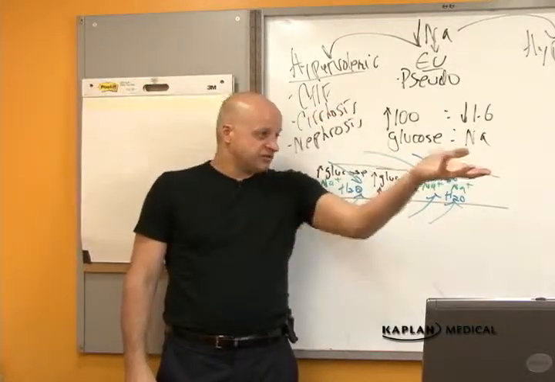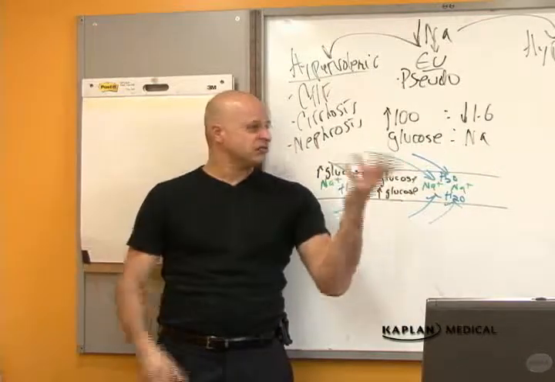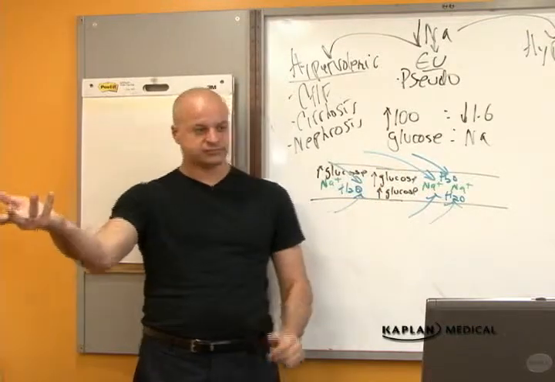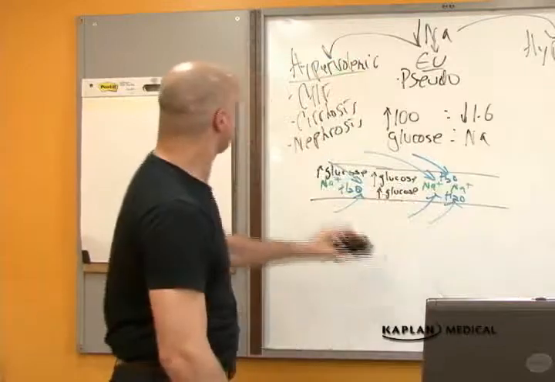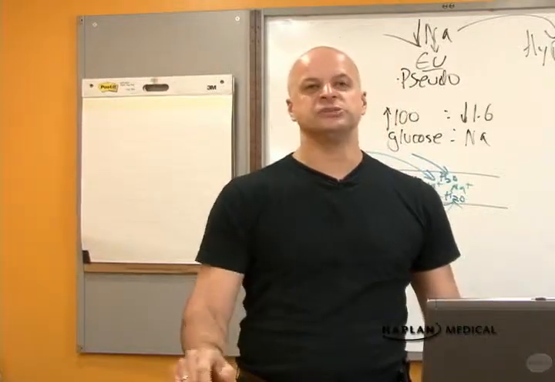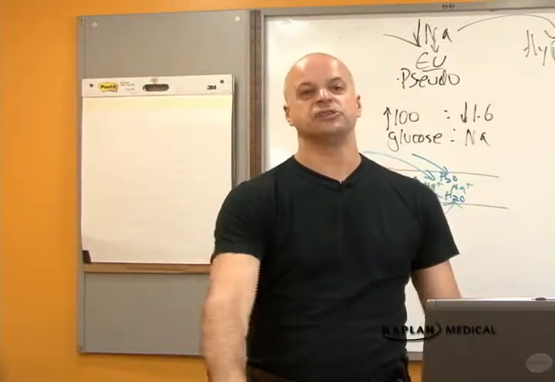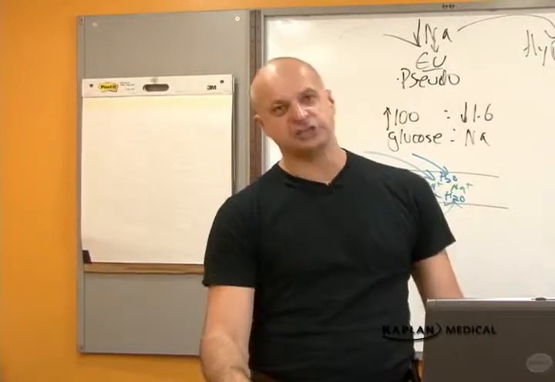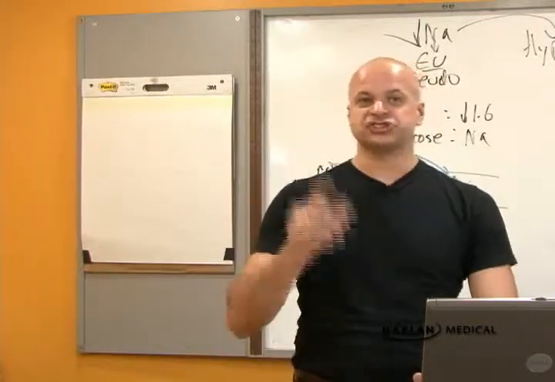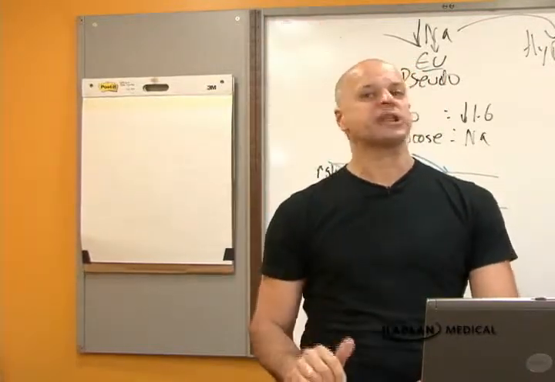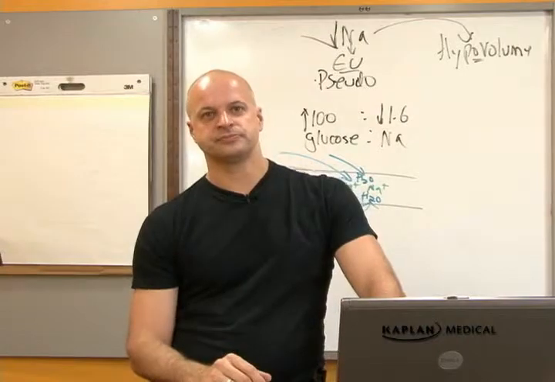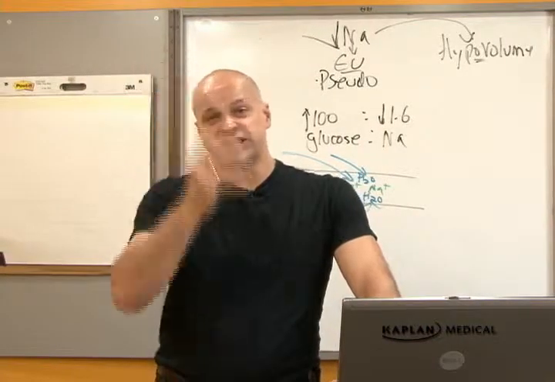What's more important? Volume status or dropping the sodium level? And the answer is the volume status is more important. That's what's different. So therefore, in hypervolemic states, cirrhosis, nephrosis, and CHF, it's really the appropriate increase in ADH. It's appropriate. Why? Well, they're intravascularly volume depleted. Let's raise the ADH level.